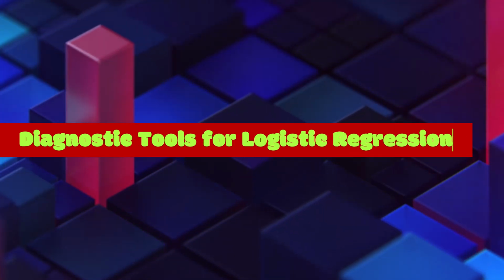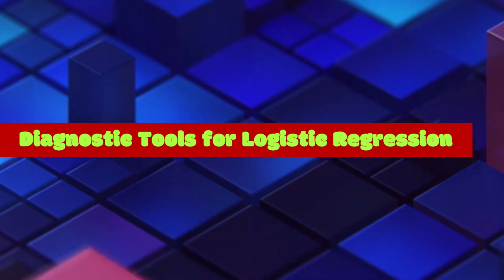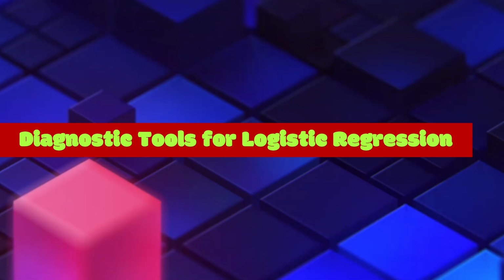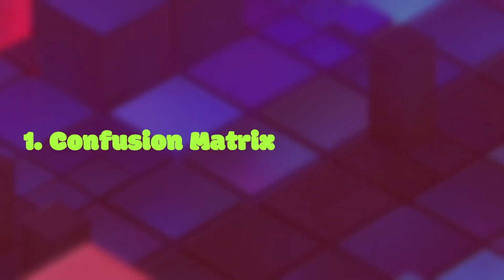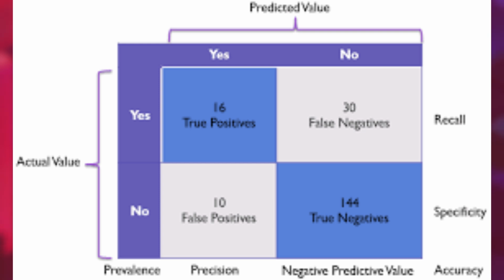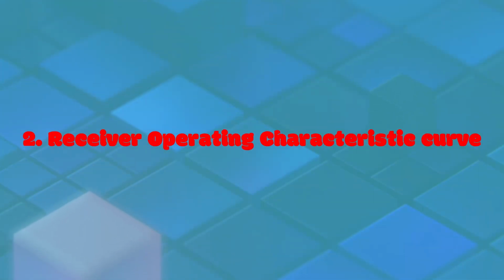Unlike linear regression, logistic regression does not rely on residuals to assess the model fit. Instead, other diagnostic measures and plots are used. The first one, confusion matrix. A confusion matrix shows the counts of actual versus predicted classifications, helping to evaluate the model's accuracy, precision, recall, and other metrics. Number 2, the receiver operating characteristic curve, ROC curve.